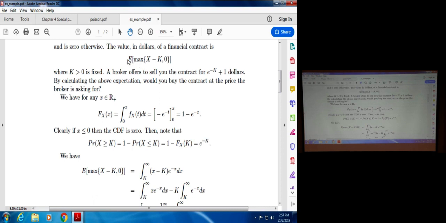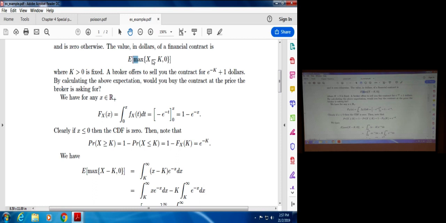So now what do I want to do? Now I want to calculate the expectation of this random variable, where x is exponentially distributed. So that's what I'm going to do. Now let me think about this. First of all, let me think about this function, the function I'm trying to highlight. This means the maximum of x minus k or 0.